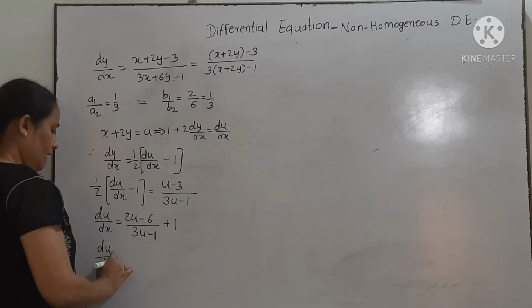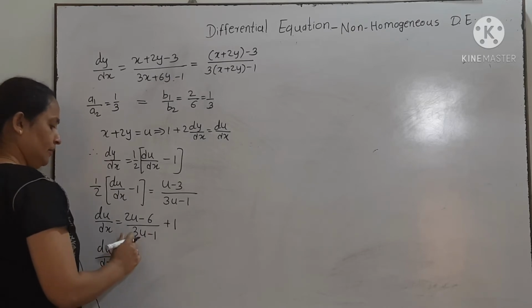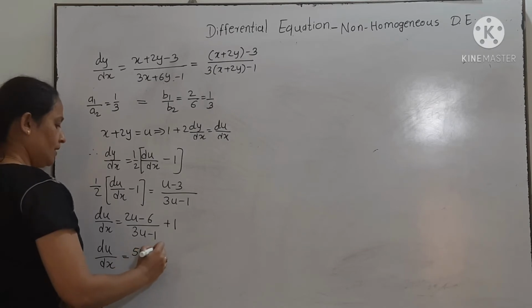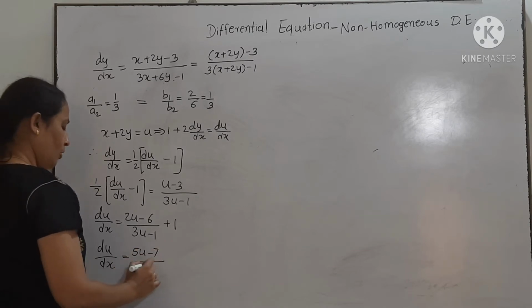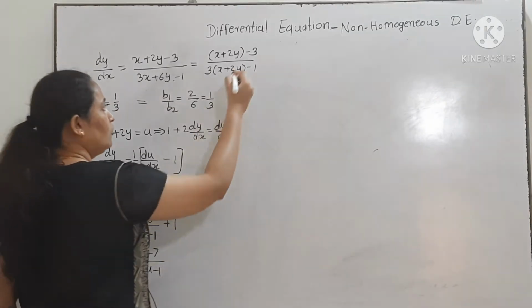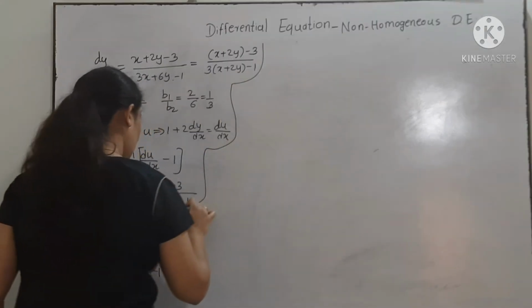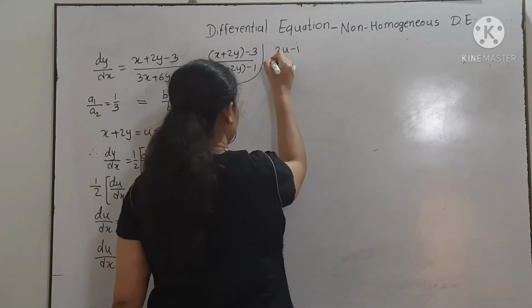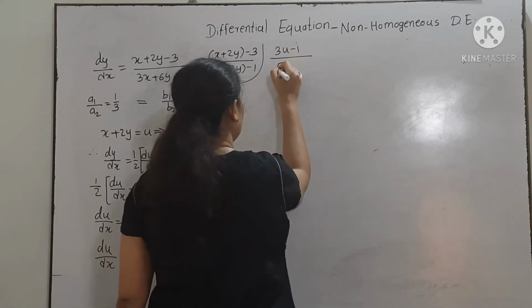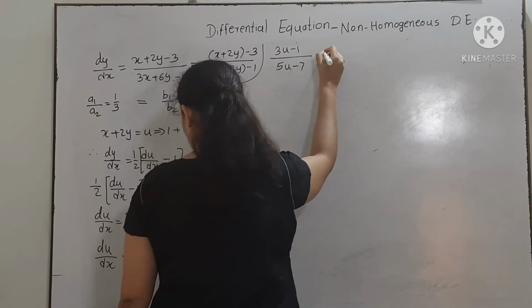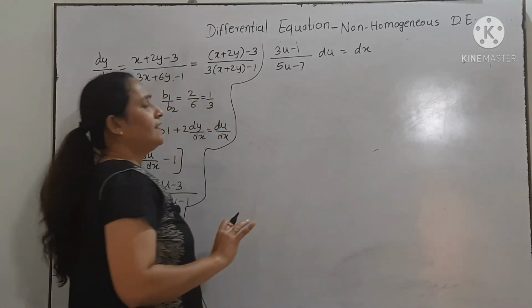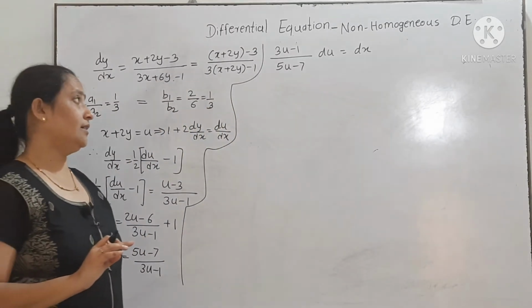Therefore, du by dx equal to, take LCM. If we take LCM, it is (5u minus 7) upon (3u minus 1). If I convert this into variable separable form, it will be (3u minus 1) upon (5u minus 7) into du equal to dx. Variables of u on one side, variables of x on another side.